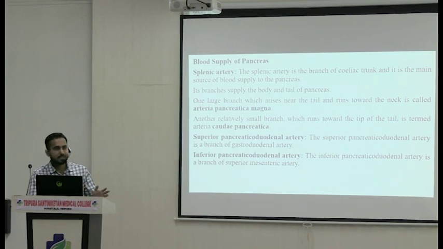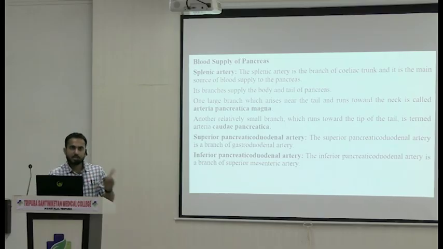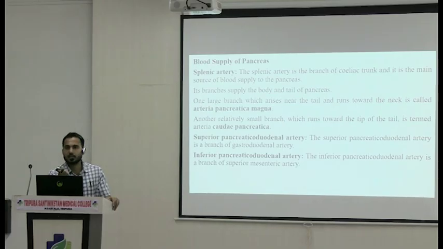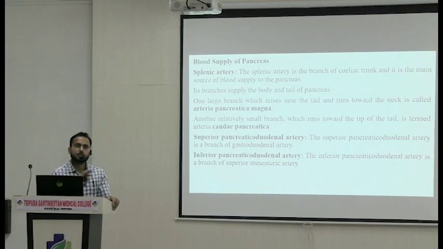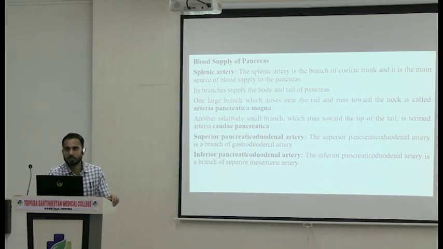Someone may think it is the pancreaticoduodenal arteries. No, it is not the pancreaticoduodenal arteries. It is the splenic artery. Superior and inferior pancreaticoduodenal arteries are there. Already we have discussed them in the blood supply of the duodenum. They are also supplying the pancreas, but only the head and the neck. The remaining body and tail are supplied by the branches of the splenic artery.